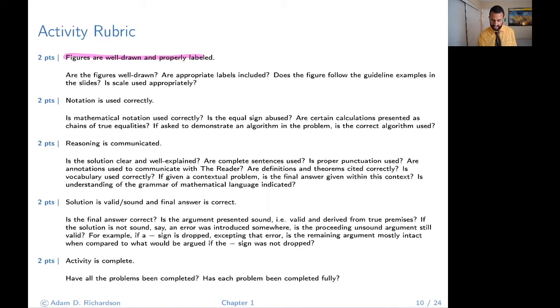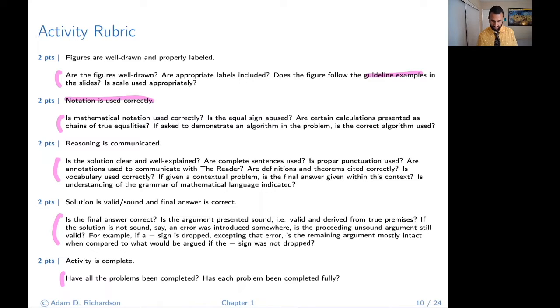For one, your figures need to be well drawn and properly labeled. These are all the questions I'll be asking myself as I go through and grade your activities. Are the figures well drawn? Are labels appropriately used and appropriate labels included? Does the figure follow the guideline examples in the slides? Because I'll do examples of almost all of these things, and your answers should be similar to mine, although they should not be identical. Not at all. There's lots of ways to do this, but I like to give people an example of it at least, so that they have somewhere to start. So that's the first one. 2 points for that.